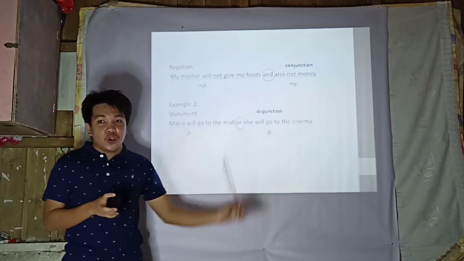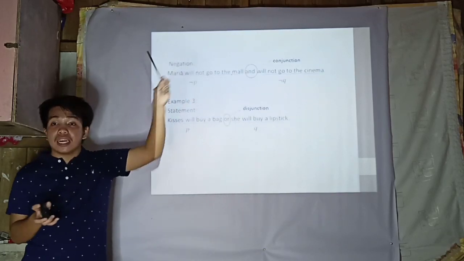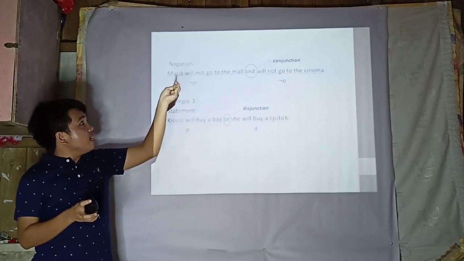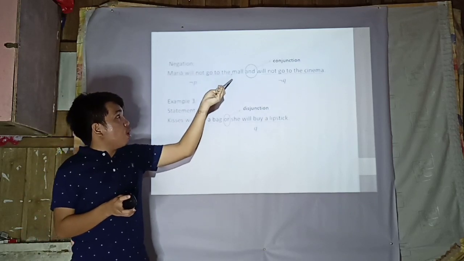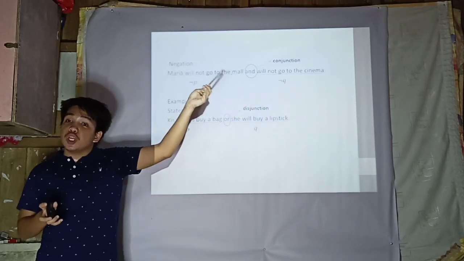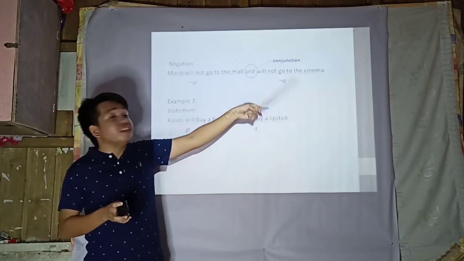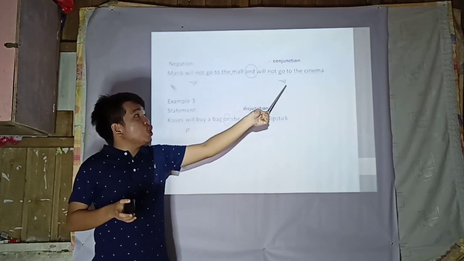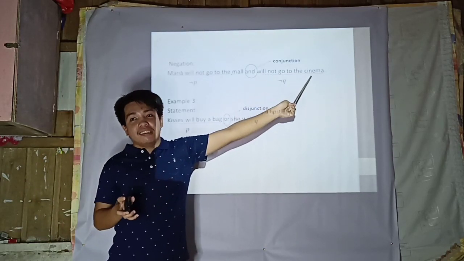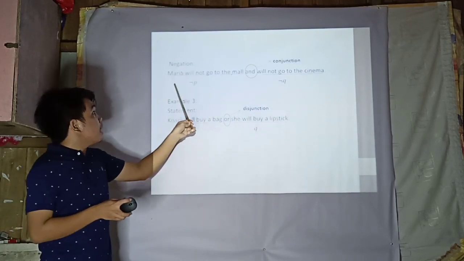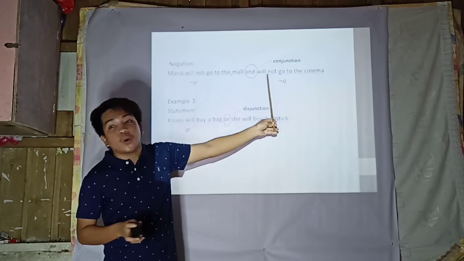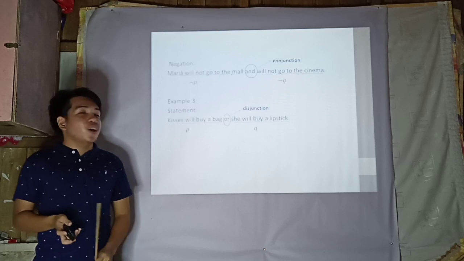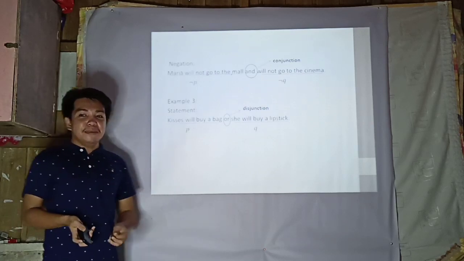So, or. So, in negation of this statement, it will become Maria, the negation of P, not. Maria will not go to the mall, and the negation of or into an and. So, the conjunction, then conjunction denotes with the and statement. And will, the negation of Q, not go to the cinema. So, the negation: Maria will not go to the mall and will not go to the cinema. Okay, did you understand, everyone? Okay, let's proceed to example number 3.